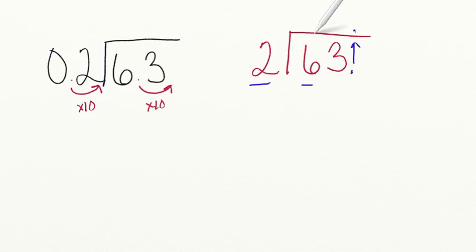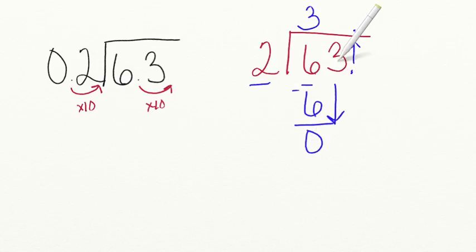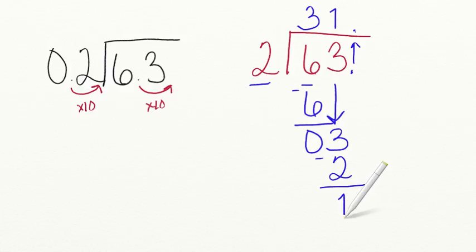2 can go into 6 3 whole times. 2 times 3 equals 6, and when I subtract out, that gives me a remainder of 0. Now I bring down my second digit, which is a 3. 2 can go into 3 1 whole time. 2 times 1 equals 2, and when I subtract down, that gives me a remainder of 1.